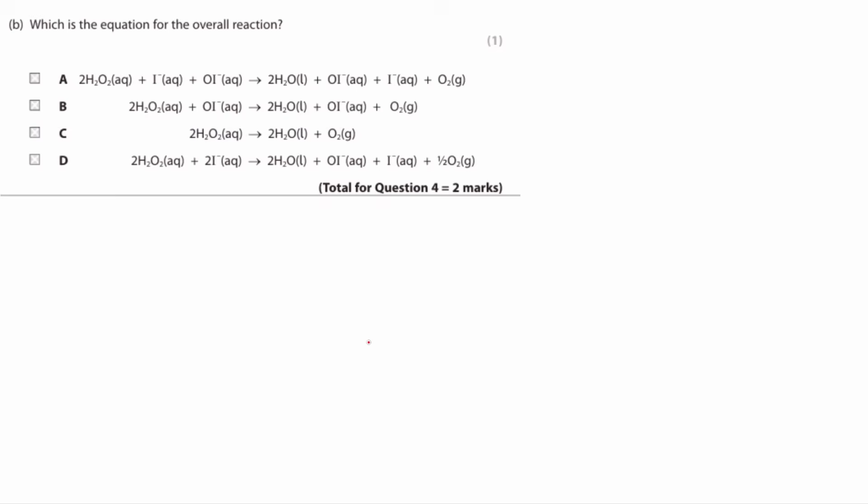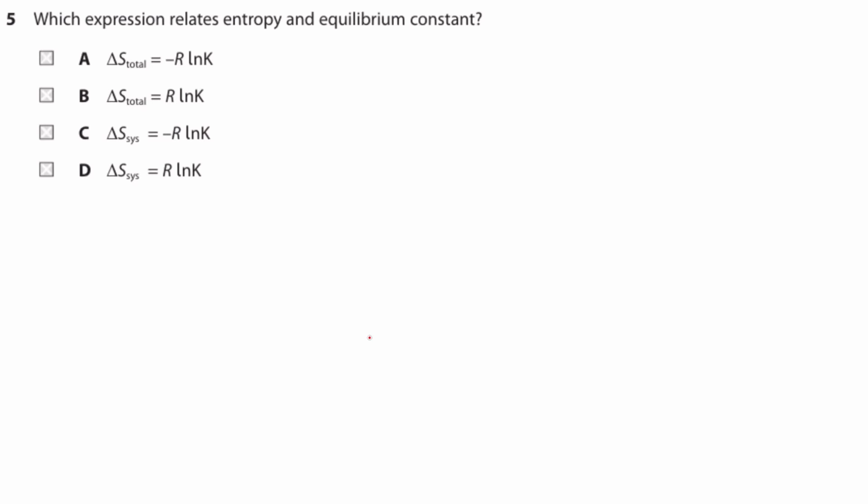Now let's go for question number 5. Which expression relates entropy and equilibrium constant? Okay, so this is a direct question because we have learned this equation. So simply the equation for this one is delta S total equals R ln K. So therefore we can remove the answers with a minus sign, and this is not delta S system. Delta S system equation is different. Delta S system is simply products minus reactants, and delta S total is R ln K.